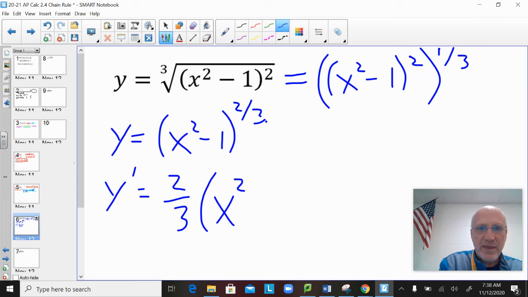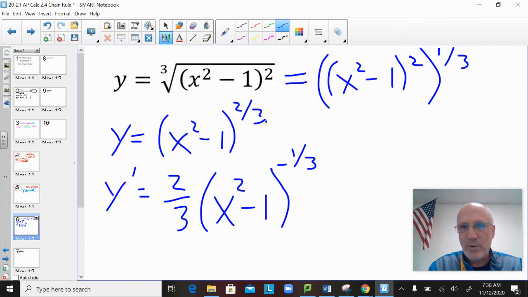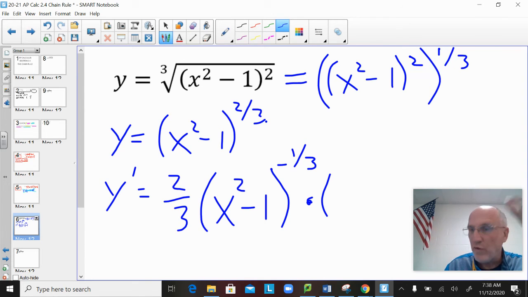times this something. Now I need to lower the exponent by 1. And 2/3 minus 1, I believe, is negative 1/3. You got to be real careful with just subtracting 1 from an exponent. And then you're not done. Then it's times the derivative of the inside. And the inside is x squared minus 1. And the derivative of x squared minus 1, I believe, is just 2x.